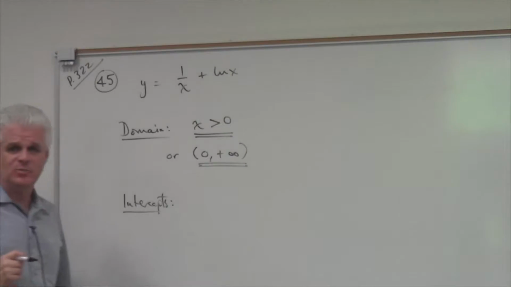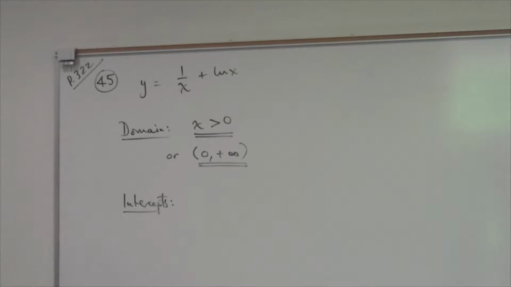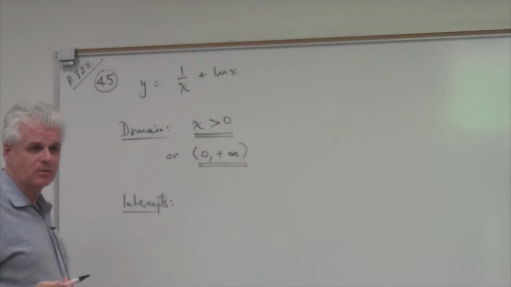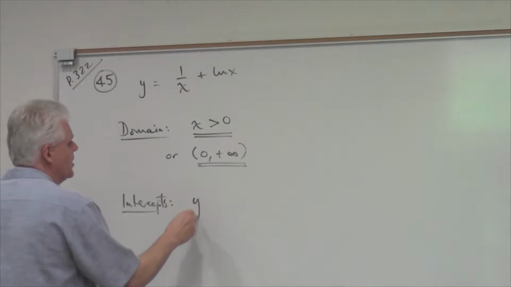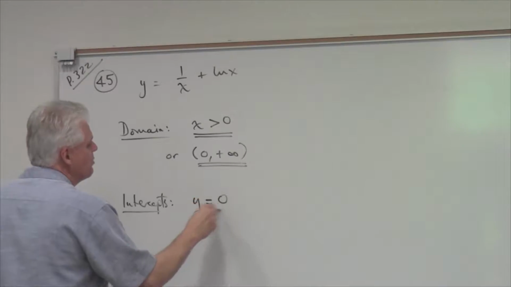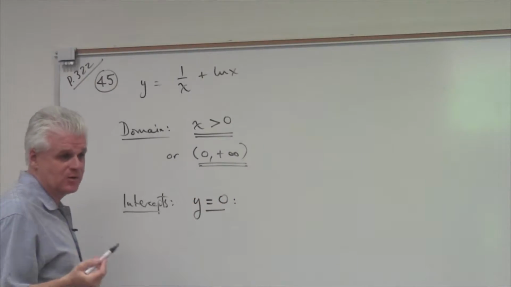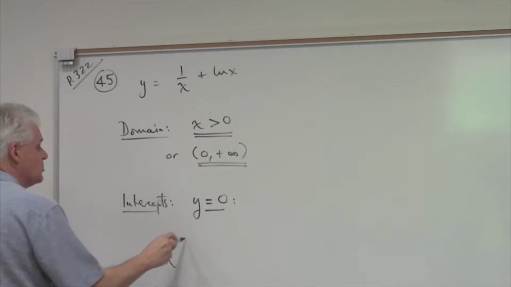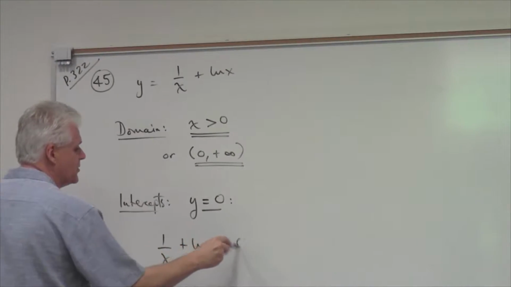Now what do we already know about x being 0? You can't do it, so we can't even look for that. We could look for where y is 0. Okay, so let's see if we can find anything there. Y is 0 would lead us to an x-intercept if there is one. Okay, so we would have 1 over x plus the natural log of x equals 0.